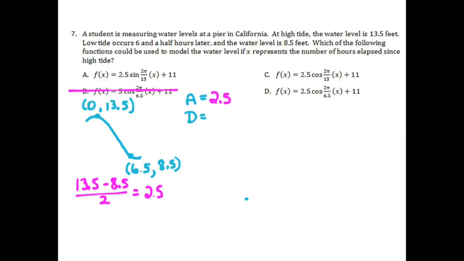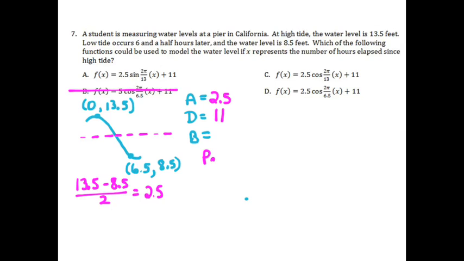Next up, our D. Actually, every answer choice has a D of 11, so that's probably what D is. That's going to be where our midline is, and halfway between 13.5 and 8.5, that would be 11. That's our D. The next thing we need to figure out is our period, so that we can determine the B value for our equation. We need to know what B is.